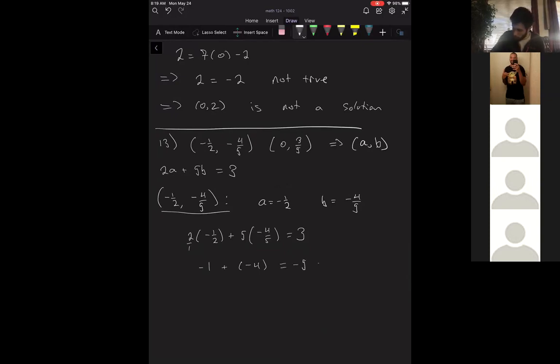But this needs to equal 3, but that's not true. Because notice here we have this equals 3 sign. This left-hand side is equal to -5, but we get -5 is equal to 3. That's not true. So this is going to tell us that's not a solution. So the point -1/2, -4/5 is not a solution.